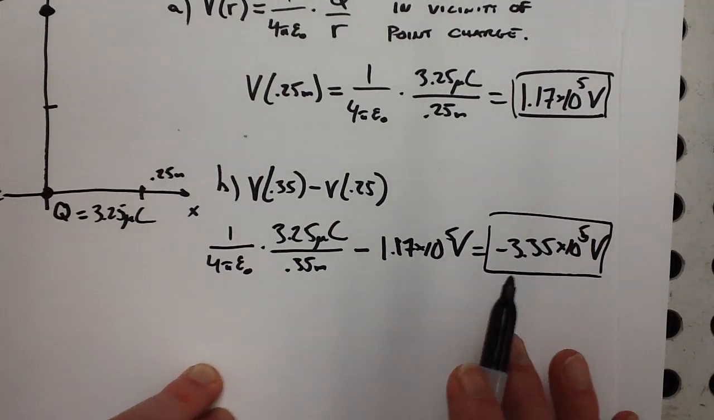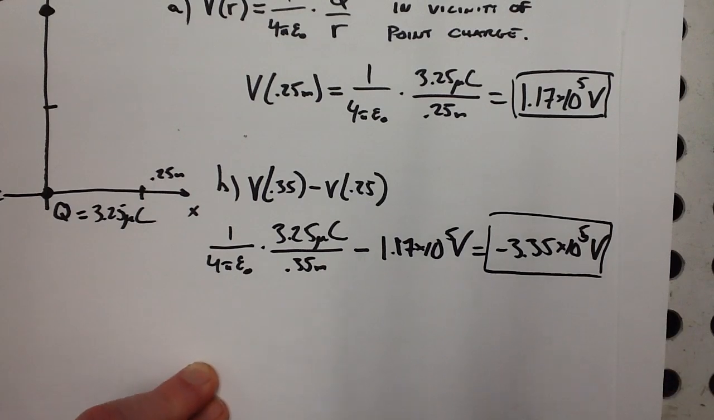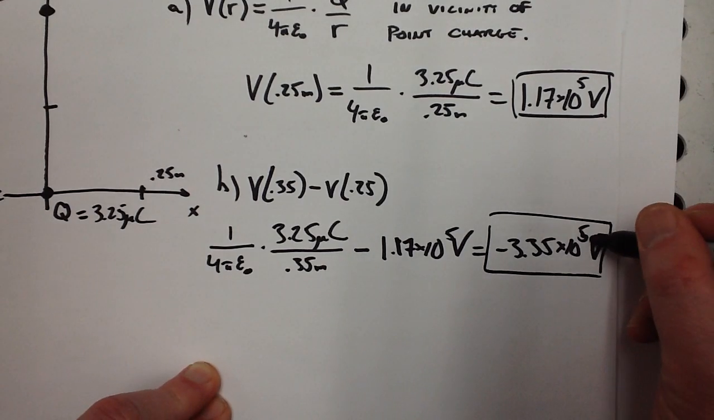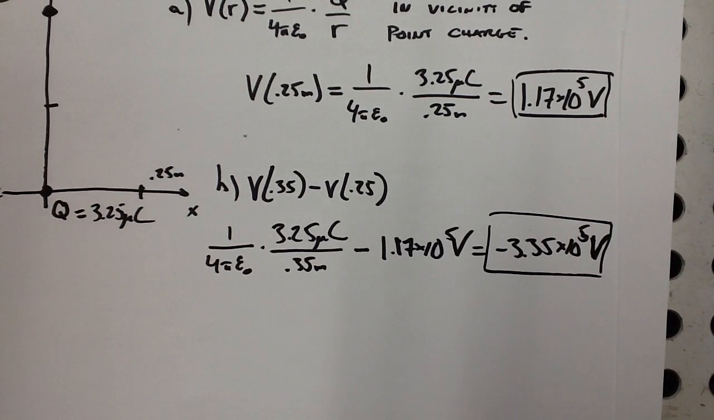If you're wondering what this really means, what does it mean that this is negative? Remember that these volts are joules per coulomb. This is how much potential energy a positive test charge would have if it was at some location.